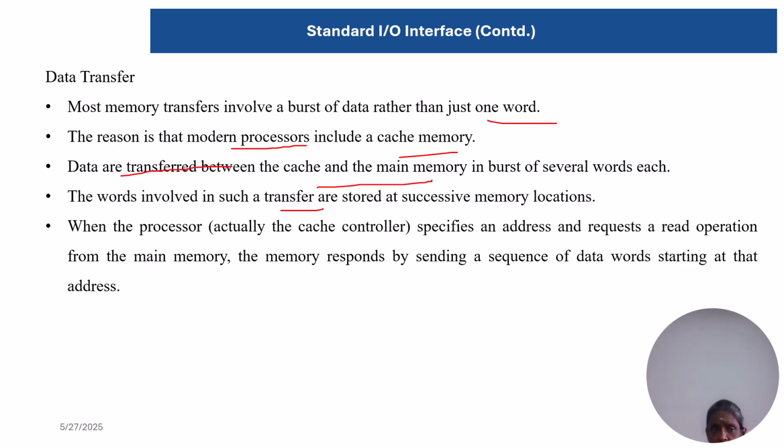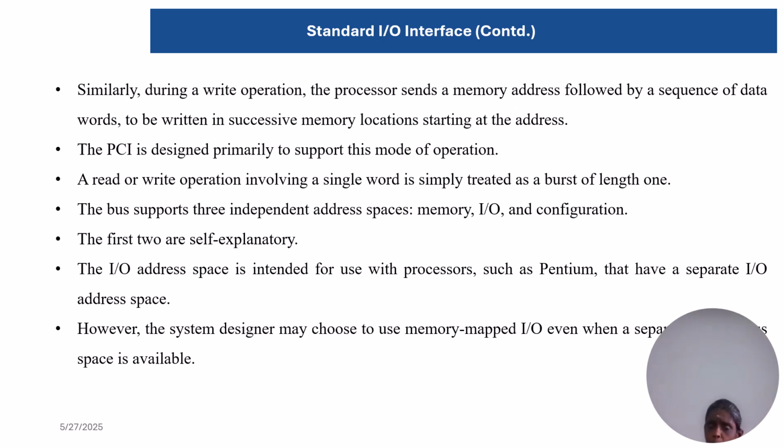Then when the processor specifies an address and requests a read operation from the main memory, the main memory responds by sending a sequence of data words starting at that particular address. So whatever address is mentioned by the processor, from that the data will be sent. That is for the read operation. And then during a write operation, the same thing: from which main memory location the data are to be written, the starting address will be given as in the case of the read operation.